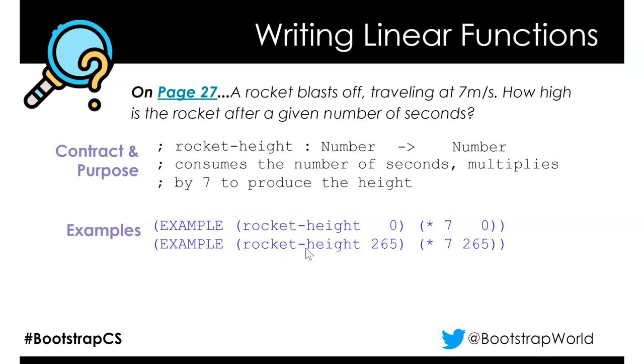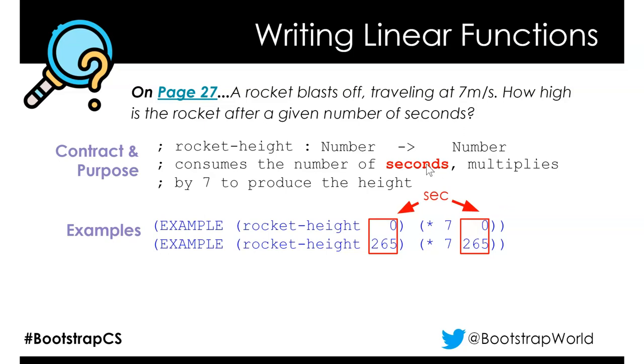Let's keep going. Here's another example they gave after 265. It's going to give 265. All right. And see how the number of seconds. Here's the seconds that are going into this function. Here's the number that's the domain. It's the seconds. We tied those together in our brain, and this is how we tied them together in the examples and in the body of the function.